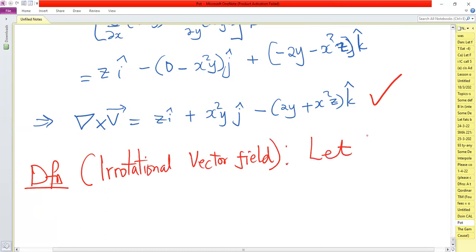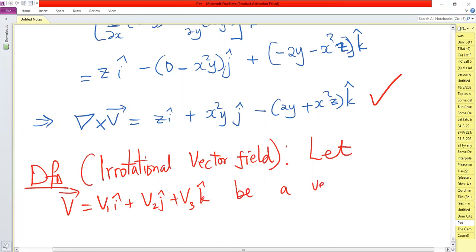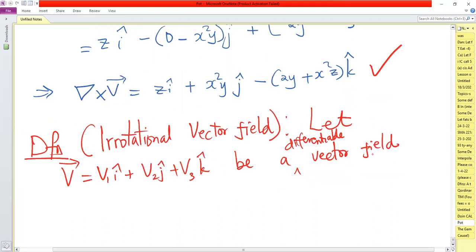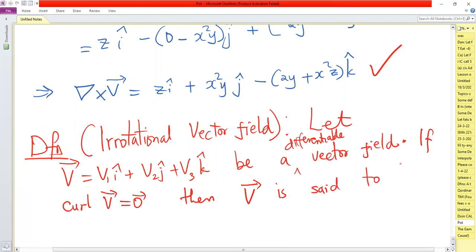So let v, given by v1 i plus v2 j plus v3 k, be a vector field that you can specify a differentiable vector field. So if the curl of v is the 0 vector, then v is called irrotational. So when the curl of a vector is 0, then that vector is called an irrotational vector. Or if it's a vector field, then the vector field is called irrotational.